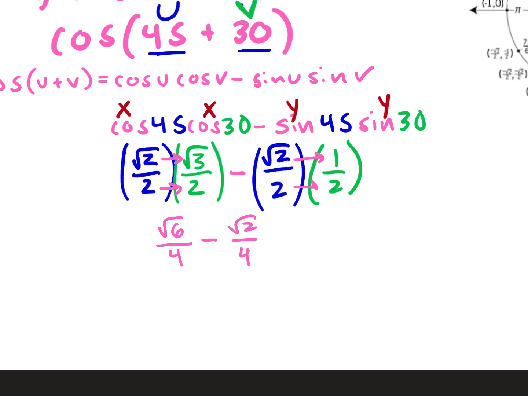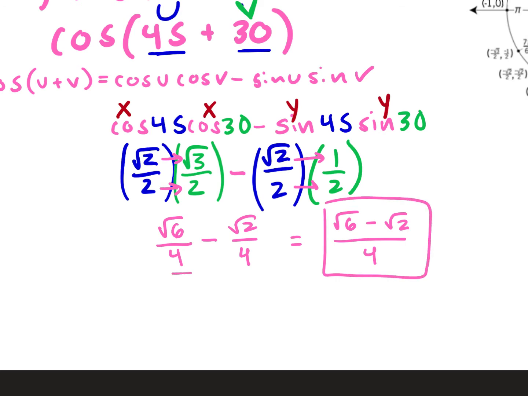Can I subtract these? I have a common denominator, so I can subtract. A common radical, right? I can't actually subtract the top, but I can combine them to one fraction. So it'll be square root 6 minus square root 2 over 4. So since we have a common denominator, we can combine the bottoms together. But you can't actually combine the tops. But this would be our answer.